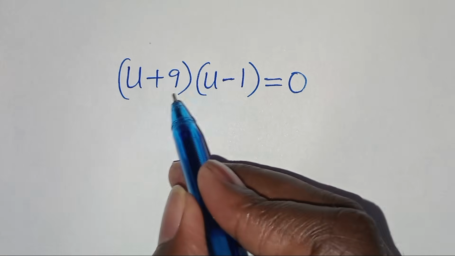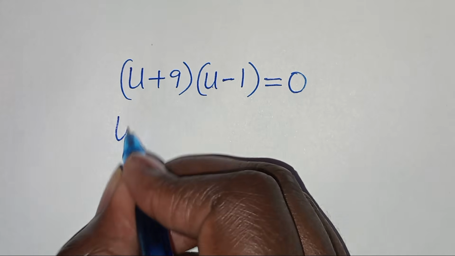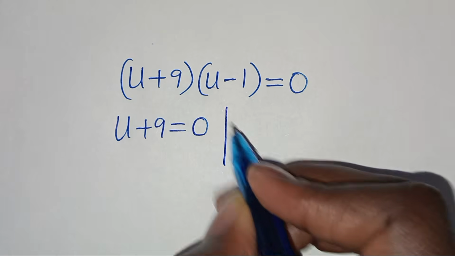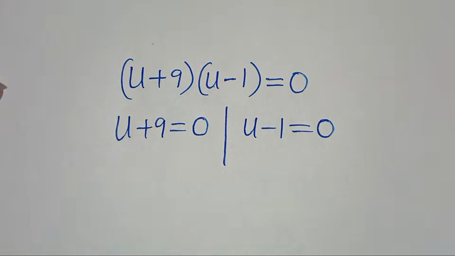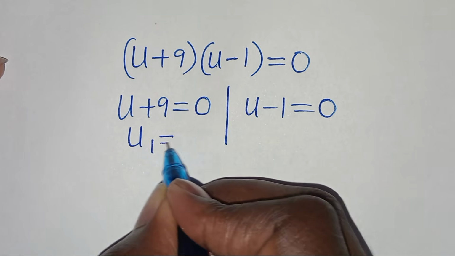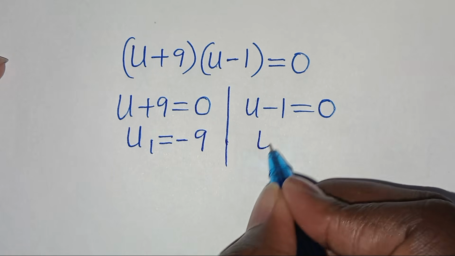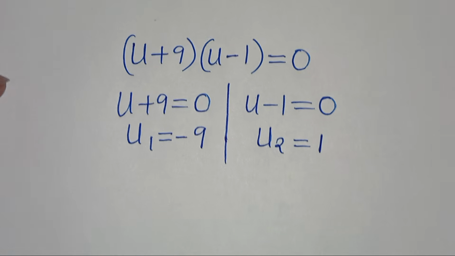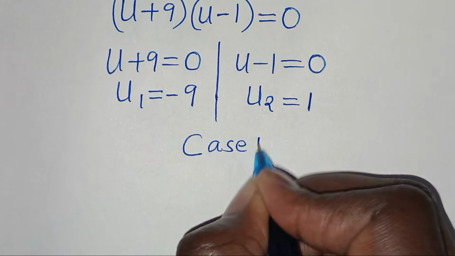So we have (u plus 9) times (u minus 1) equal to 0. So we have u plus 9 equal to 0. Then we have u minus 1 equal to 0. So from the first case here, we have u1 is equal to minus 9. And in case 2 here, we have u2 is equal to 1. Now, let's start with case 1.